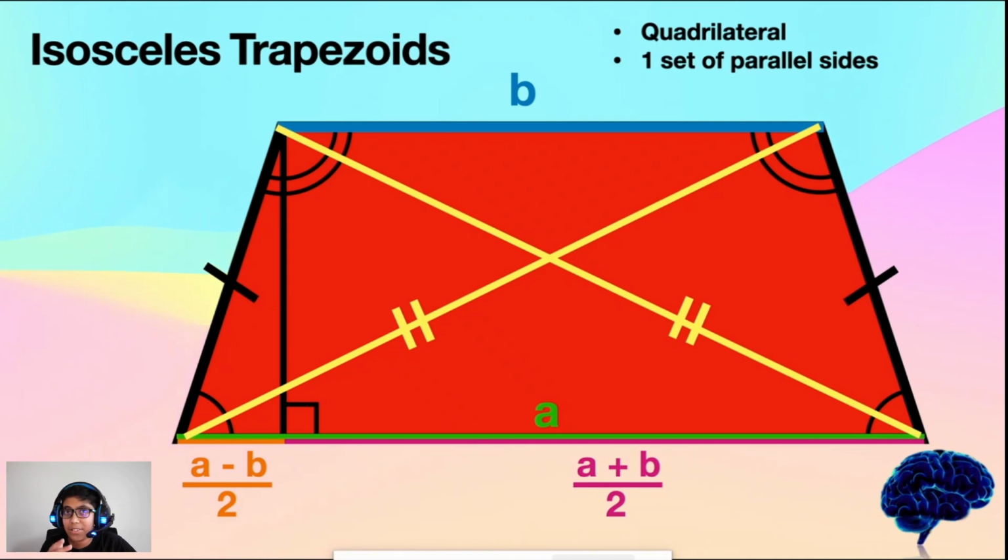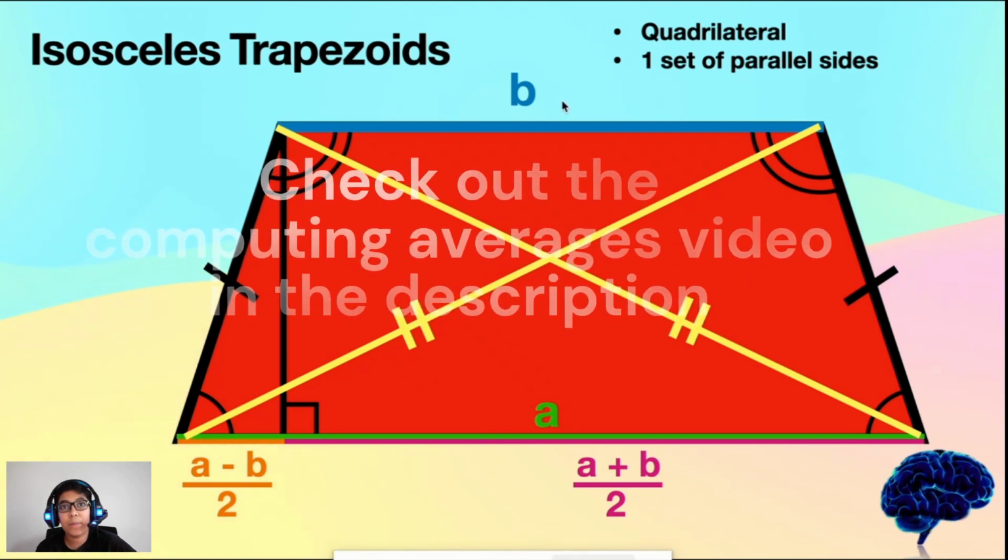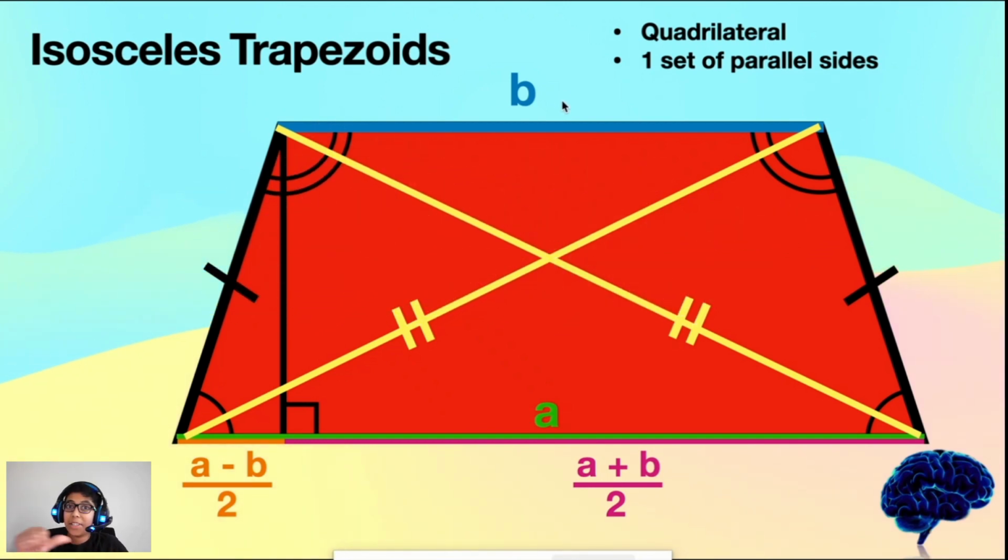And the really interesting thing about that is that this right here is the average of both bases. And if you remember from the area of trapezoids video, if you haven't watched that, check out the link in the description, the formula for the area of a trapezoid is (A plus B) over 2 times height, or (base 1 plus base 2) over 2 times height. Okay, this times the height. So that means this times the height in an isosceles trapezoid should be equal to the area.